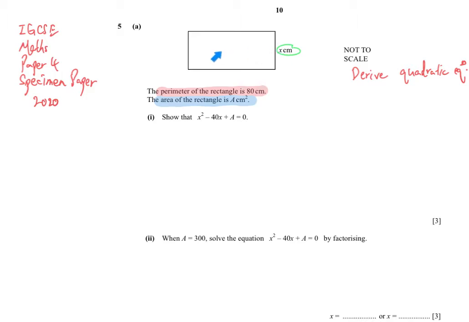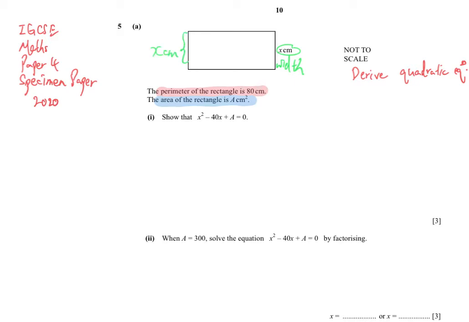So what we want to do is to show some equation here. We think about these three colors, how they relate together. So let's think about the width first. This width is x cm, or this is the width. And so this is also x cm.